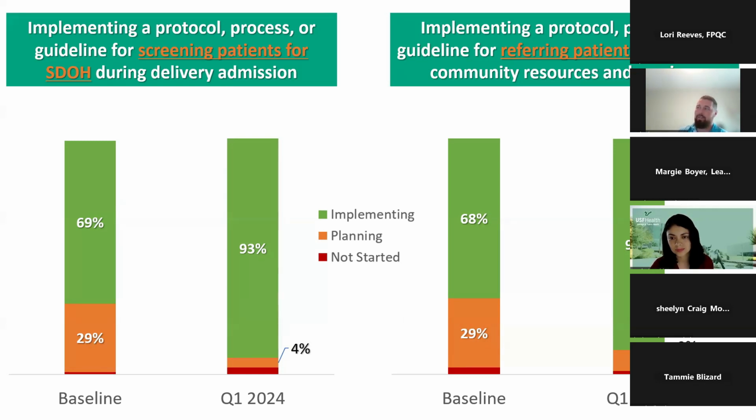On the right, this is the referral patients portion. So as you see at the baseline, again, very similarly here, we have 68% of our hospitals at some level of implementation for putting in a protocol process or guideline for referring patients to available community resources and services. Again, in Q1 of 2024, we have a pretty large increase. 90% of our hospitals have some type of protocol process or guideline for referring patients to available community resources and services. So just a big round of applause for all of our hospitals here that have been putting in amazing work so far in the initiative.